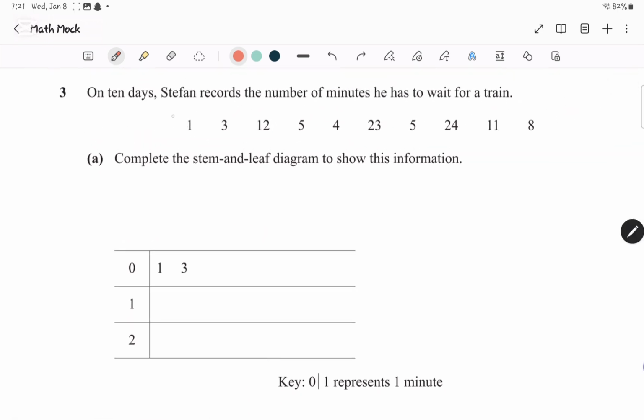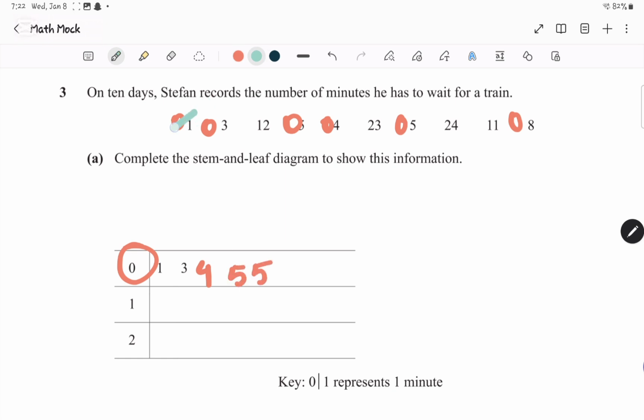So starting off with the first one, we are starting with 01, 03, then 12, then 05, 04, then 23, then 05, then 24, then 11, then 08. Now why did I put 0? Because in the stem and leaf diagram, 0 is our stem and the numbers behind 0 is our leaf. So 01, we have 03, then after that, in consecutive order, we have 04. Then we have 05 two times, so 05 and 05.